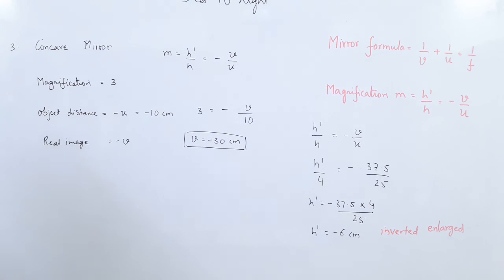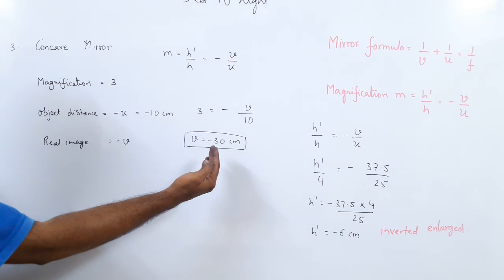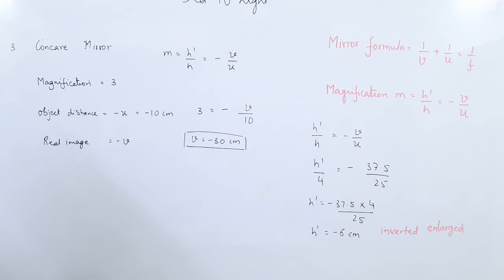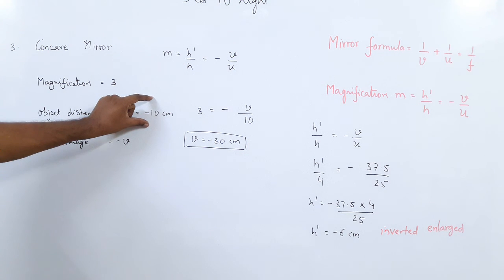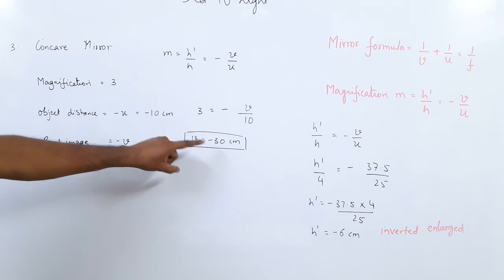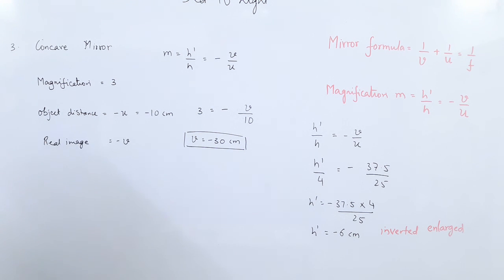So what does minus 30 centimeter mean? Minus 30 centimeter means it is real and 30 centimeter in front of the mirror. So when the object is placed 10 centimeter in front of the mirror, the image is formed minus 30 centimeter, in front of the mirror. Okay? Now, if this is the case, the sum ends here.